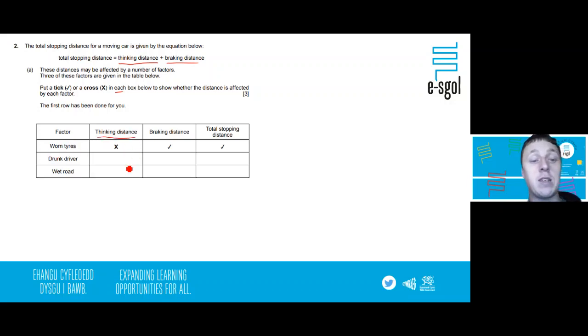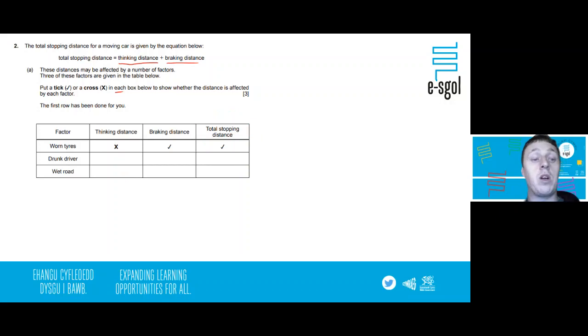So thinking distance does not affect. Worn tires does not have an effect on our ability to think, which would cover the thinking distance. Worn tires does have an effect on the distance when the brakes have been applied. Therefore, the total stopping distance will increase. So a few ways to approach this is you could approach it from the start to the end. You could approach it from one topic at a time, or you could try and approach from the end back in.